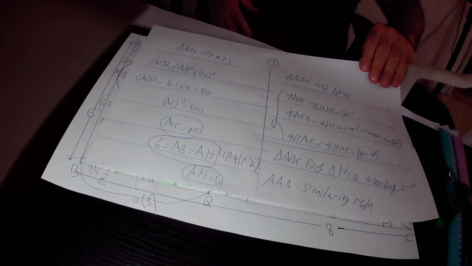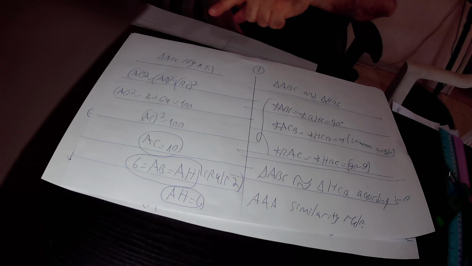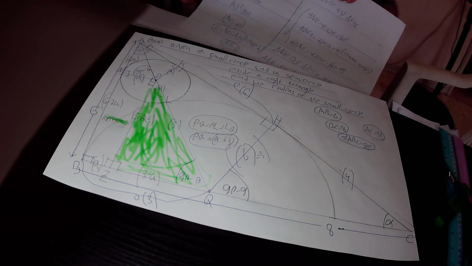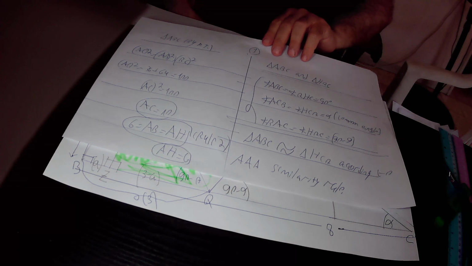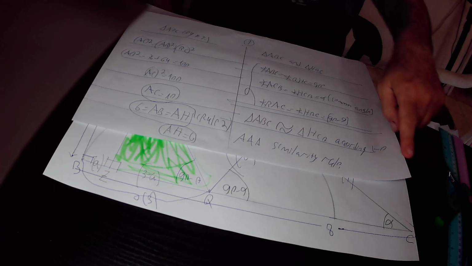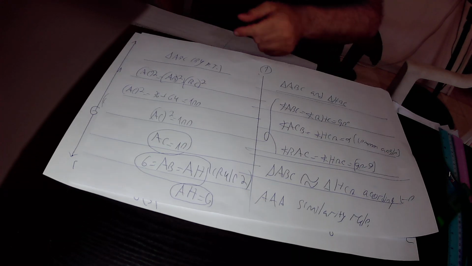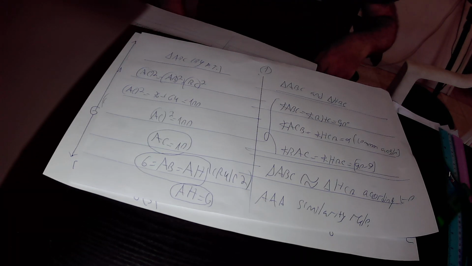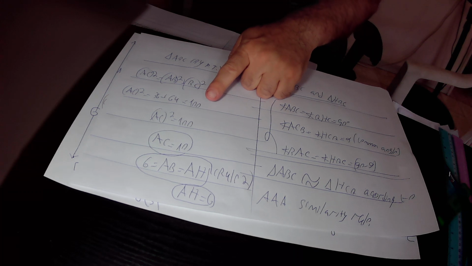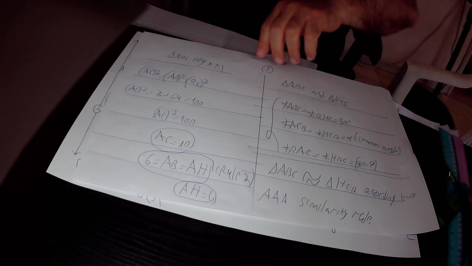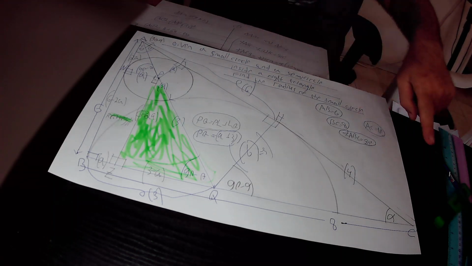AC is the missing side, so we leave it as it is, so AC square equals AB square. AB is 6, therefore AB square is 36, plus BC square. BC is 8, therefore BC square is 64. So in total, AC square equals 36 plus 64, that is 100. Solving this equation, we found that the missing hypotenuse AC equals the square root of 100, that is 10. So the length of the hypotenuse AC is 10 units.